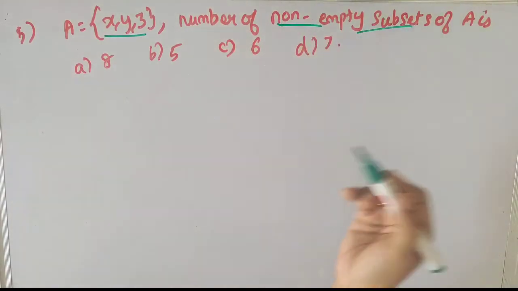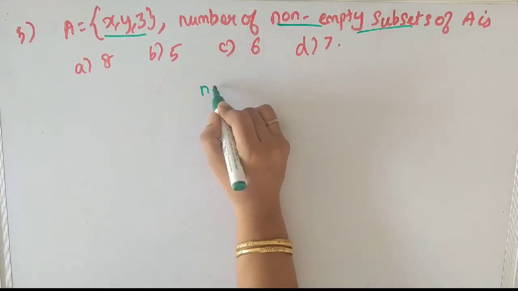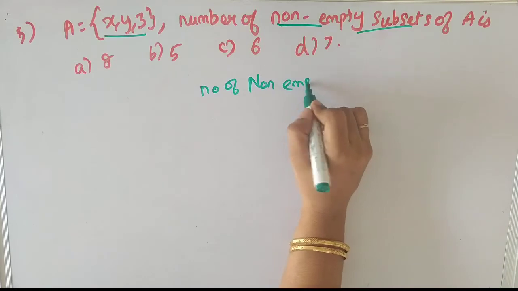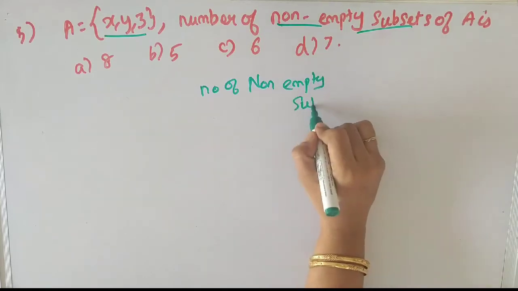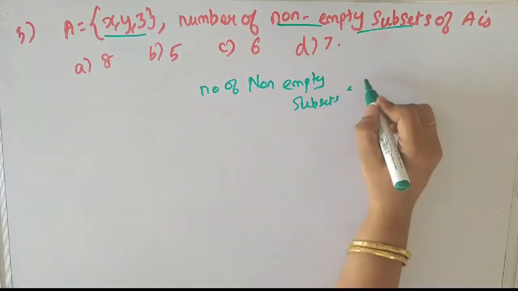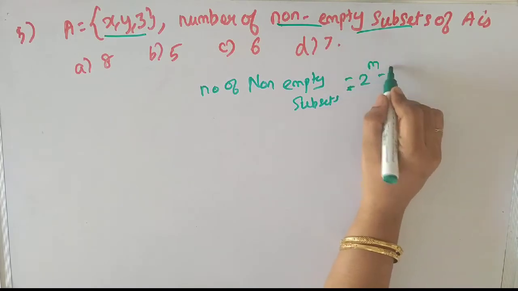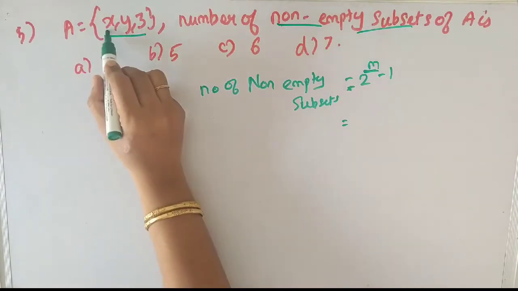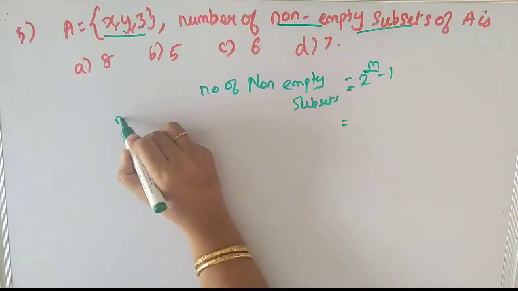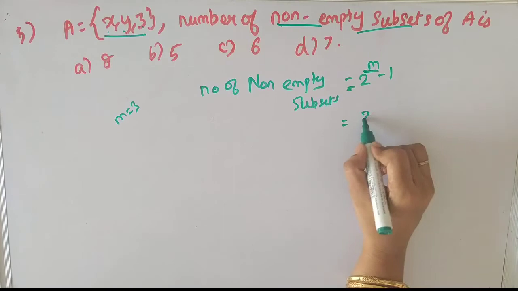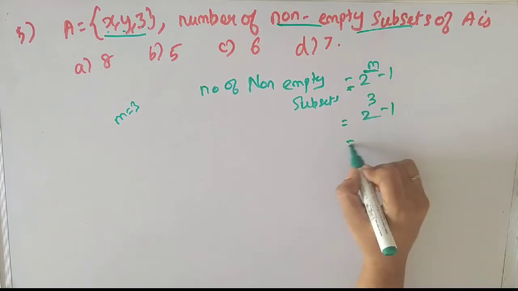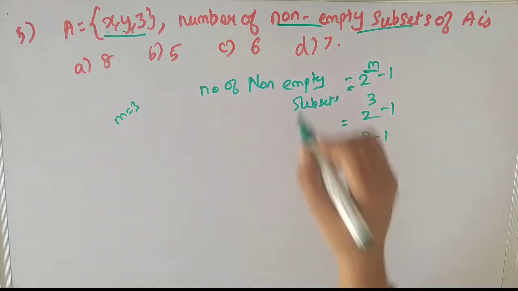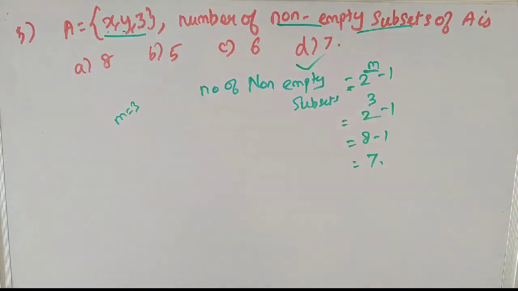Now the fifth question is A is equal to x, y, z. We have to write the number of non-empty sets of A. What is the number of non-empty sets of A? It is equal to 2 power m minus 1. Okay? Do you know what is m? Here the number of elements in A is m, that is 3. X, y, z. So n of A is 3. So m is equal to 3. So 2 power 3 minus 1, that is 2 power 3 is 8 minus 1, which is 7. So the number of non-empty subset is 7.